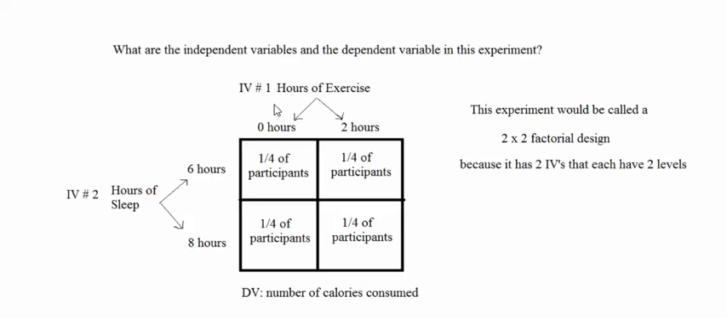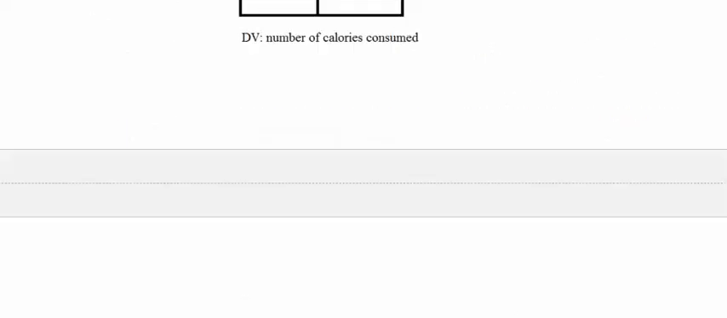So let's imagine for a moment that this experiment was testing 3 different levels of exercise. So let's say 0 hours, 2 hours, and 4 hours. And let's imagine that we still have 2 levels of sleep, 6 and 8. Well, if that's the case, then we would have 3 columns and 2 rows, and it would be 6 conditions or 6 situations. That would be a 3 by 2 factorial design. So that's the notation of a factorial design.